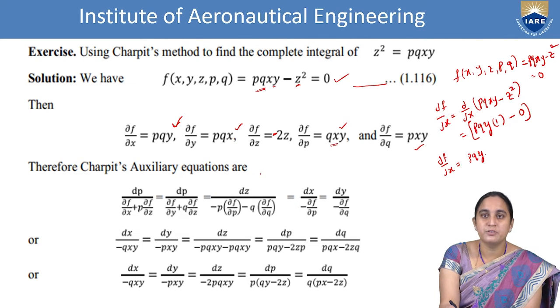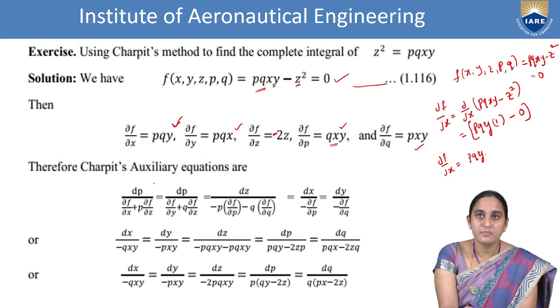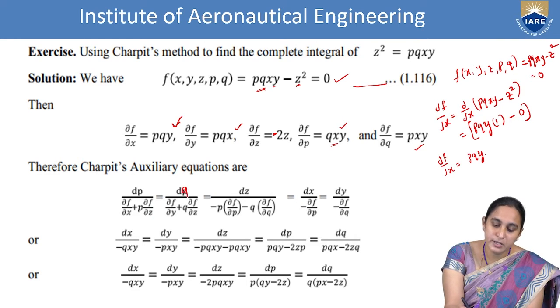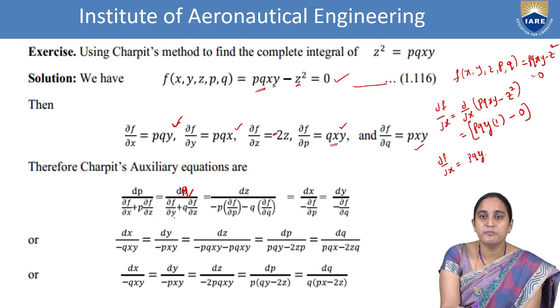What is the auxiliary equation form here? dp by dou f by dou x plus p into dou f by dou z, is equal to dq by dou f by dou y plus q into dou f by dou z, is equal to dz by minus p into dou f by dou p minus q into dou f by dou q, is equal to dx by minus dou f by dou p, is equal to dy by minus dou f by dou q. This is the auxiliary equation from Charpit's method.